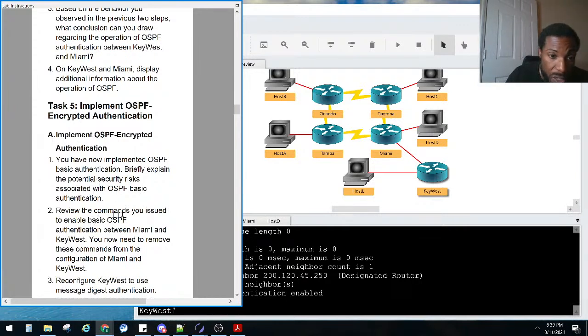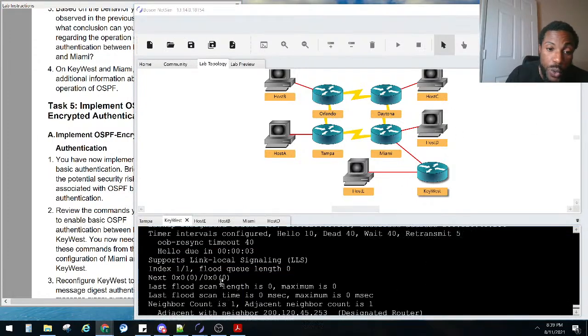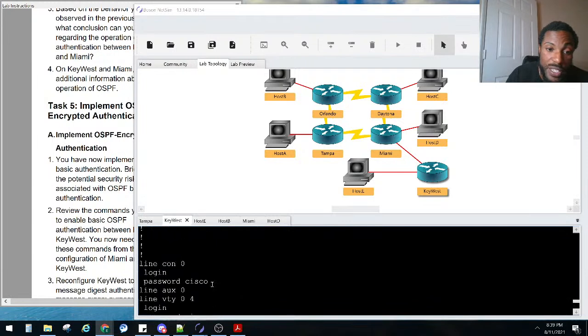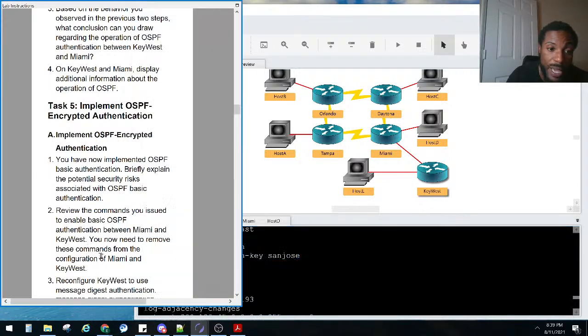Two, review the commands you issued to enable basic authentication. You now need to remove those commands from the configuration. So like Zaya said, we do a show run, and we'll see the commands that we set up to do that, which were right over here, right? The OSPF authentication, those two right there. They want us to now remove these commands, right?